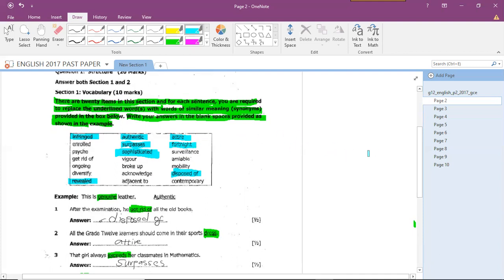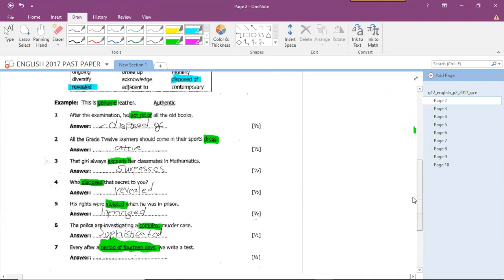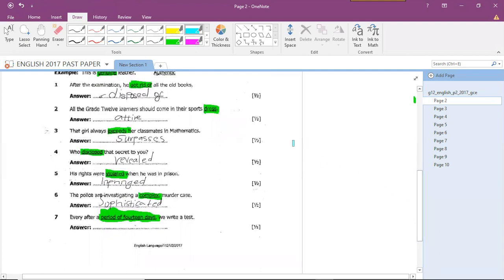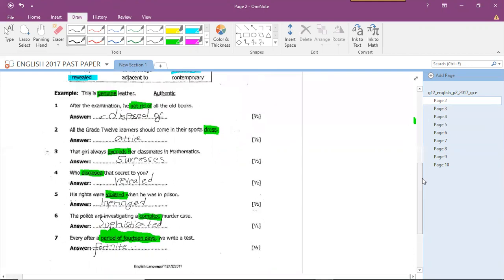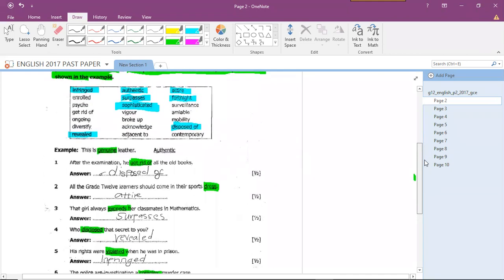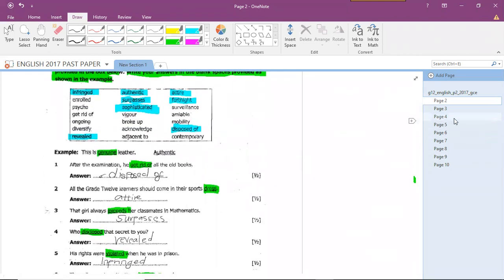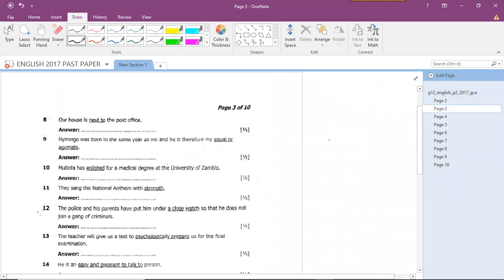So fortnight is synonymous with a period of 14 days. So you put your answer here and say fortnight. Fortnight, like so. Did we highlight it? Yes, we did. So those are the only words that we have left, about 10. We move on to question 8.